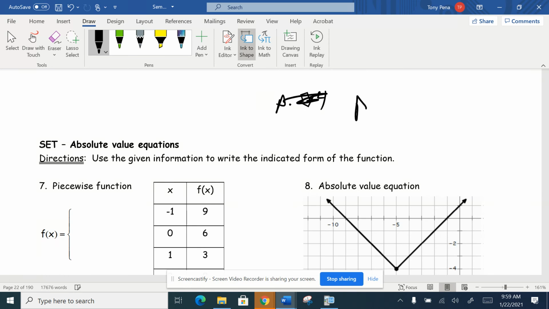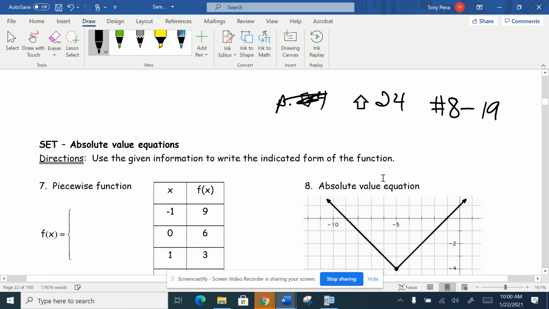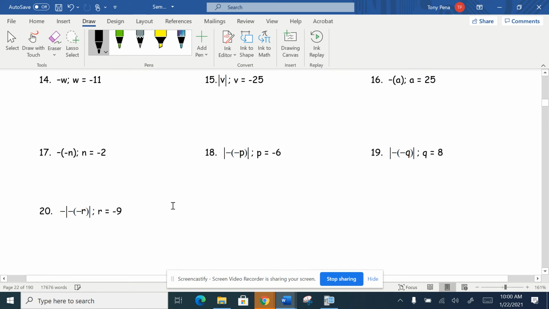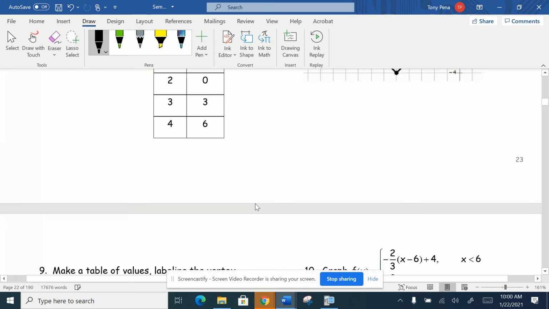Whoa. Page 24, number 8. This ink to shape I still have clicked. That's the problem. I was playing around with my new toy earlier, Ahmed. Yeah, now I got an arrow. Oh well. So page 24, number 8 through, I think it was 19. All right, so yeah, 20.